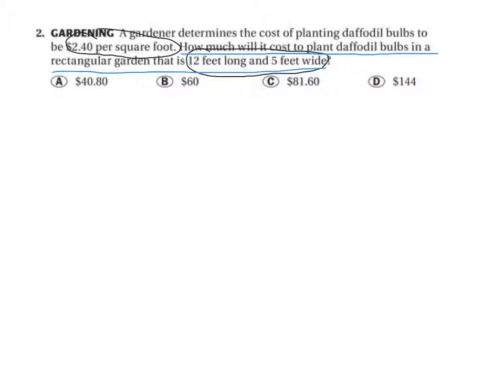Another key thing here is, do you see the square foot? And these are just feet. Well, square means multiply by itself. So the first thing you need to do is the 12 feet times the 5 feet. So multiply 12 times that, you get 60 feet squared. Well, they want the cost.